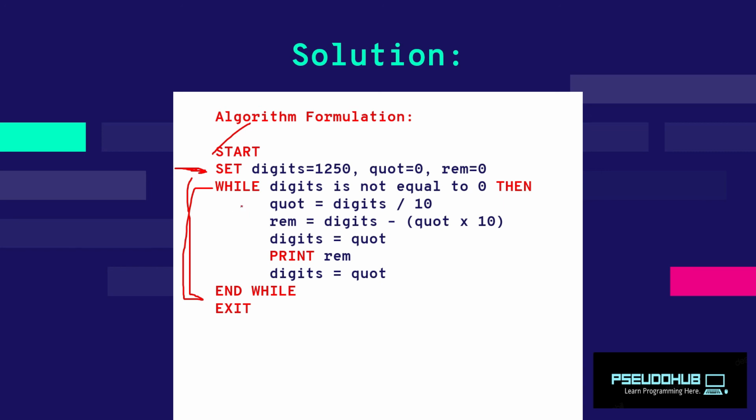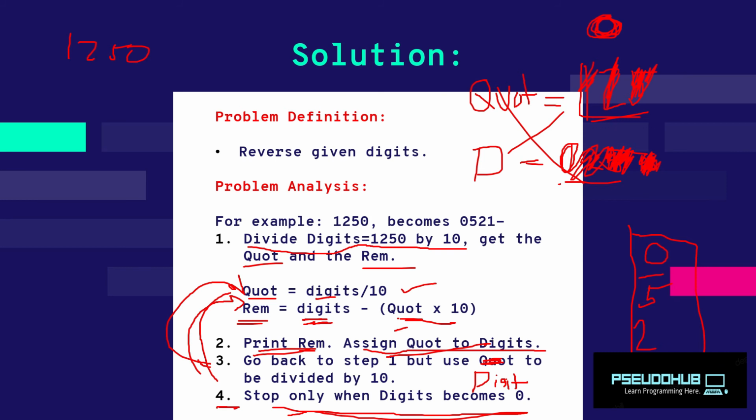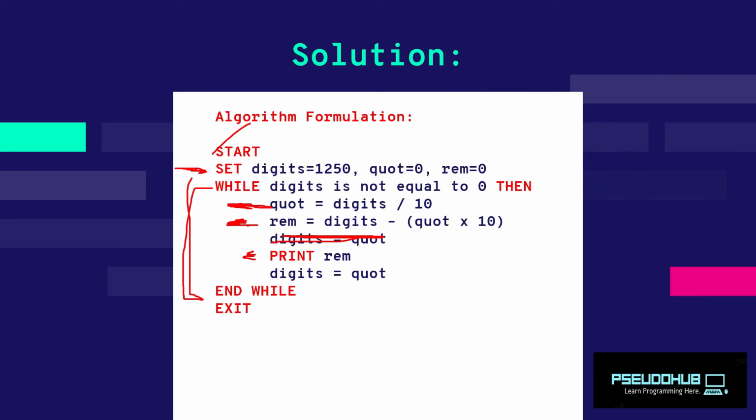As you can see, mao ni ang part nga nag-divide ta sa digit by 10, and then kuha na ta ang remainder. So, after nato makuha ang remainder, gi-print na nato ang remainder, and then gi-assign na nato si digits, gi-assign na nato ang quotient nga value to digits. The same na diri, gi-implement lang nako into a pseudocode. Okay? So, yeah, that's the implementation of this problem using pseudocode.